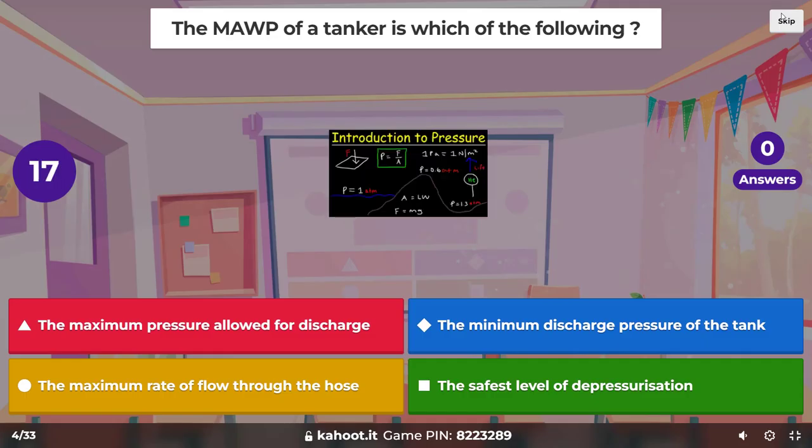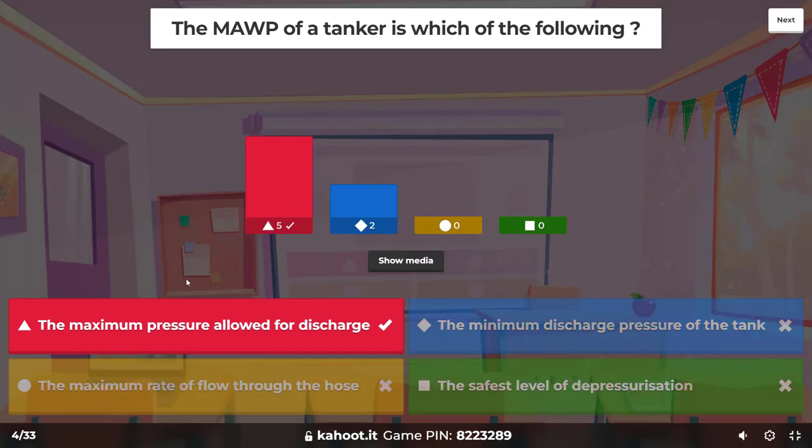MAWP, what does that stand for? Maximum allowable working pressure.